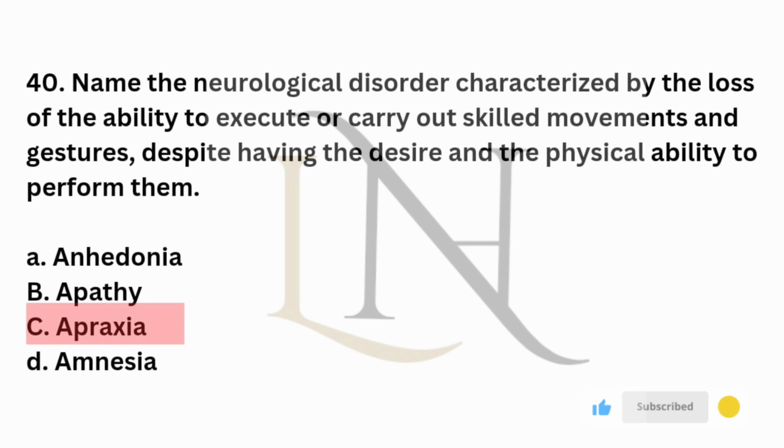Apraxia is a disorder of the brain and nervous system in which a person is unable to perform tasks or movements. Next, anhedonia means the patient's inability to feel pleasure. Next, amnesia means memory loss.